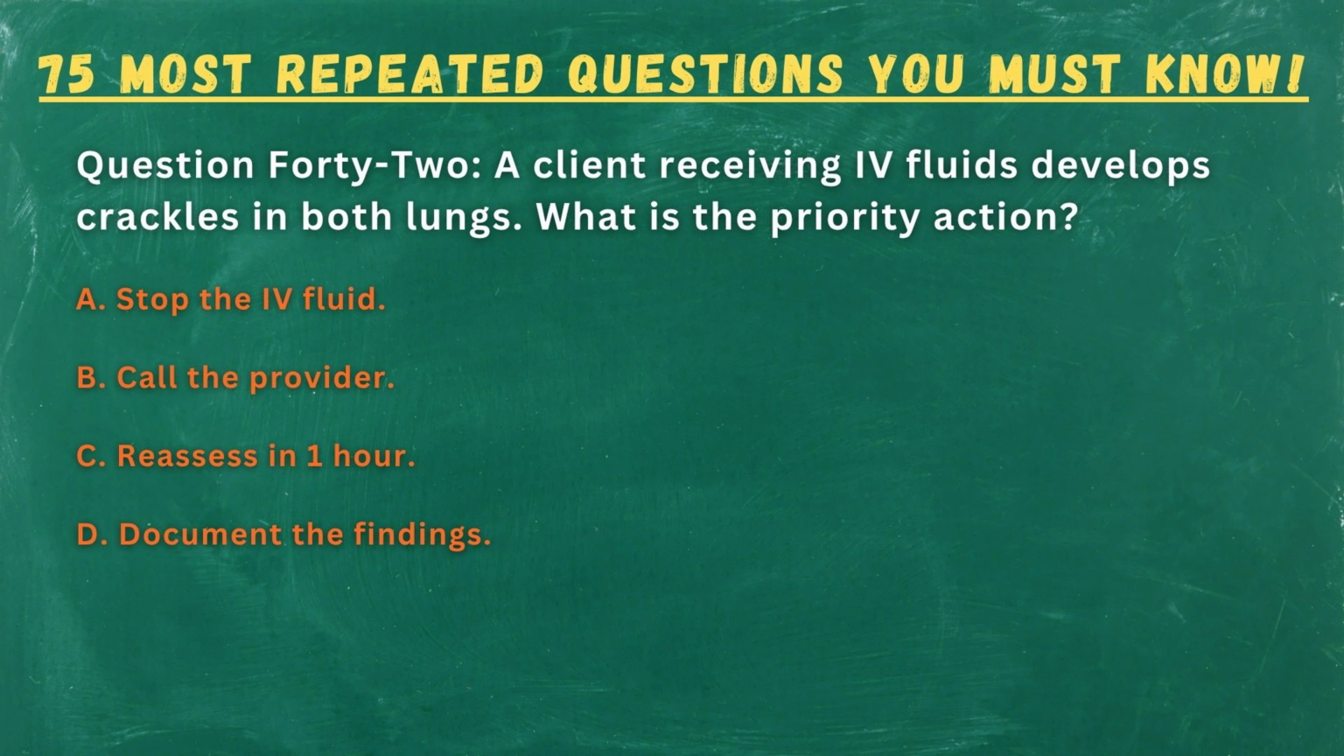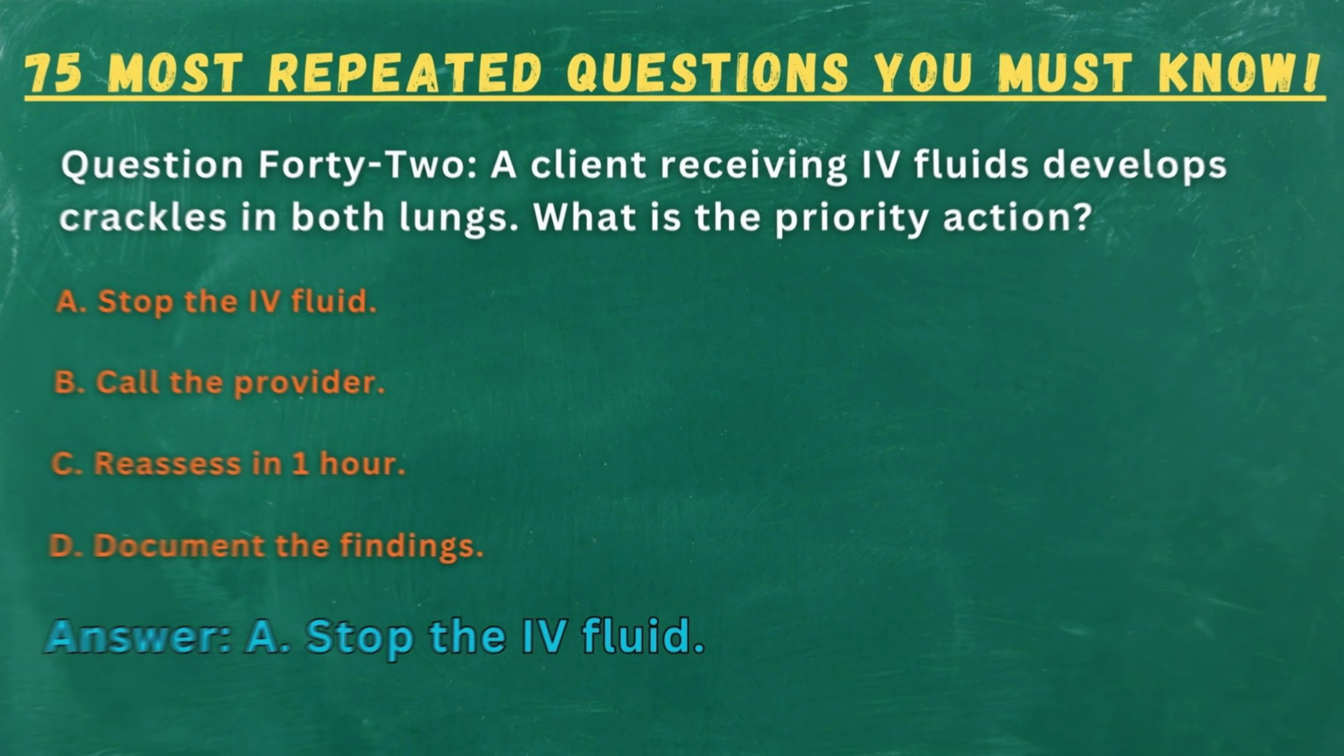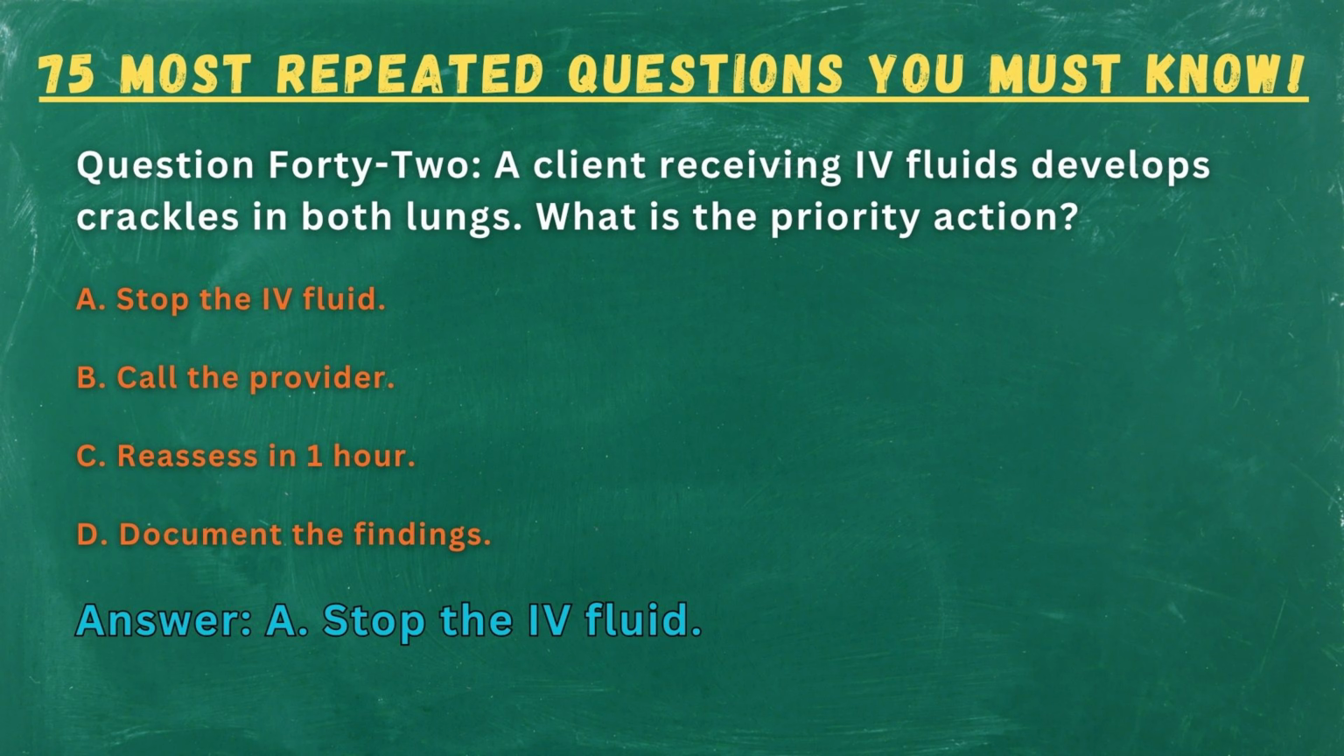Question 42. A client receiving IV fluids develops crackles in both lungs. What is the priority action? A. Stop the IV fluid. B. Call the provider. C. Reassess in 1 hour. D. Document the findings. Answer, A. Stop the IV fluid.